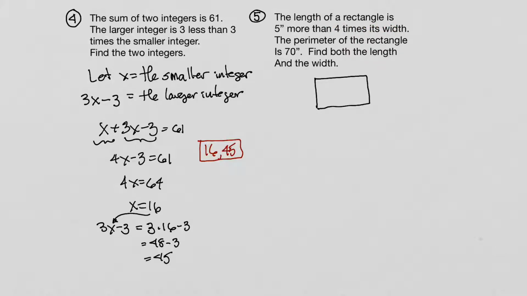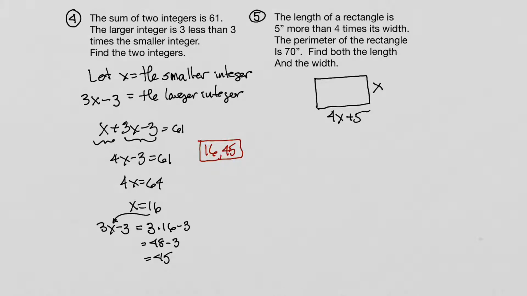I'm going to let x equal the width, the one that comes second. So let's try that. I'm going to let x equal the width. And then the length, if this is our length, the length is 5 inches more than, there's that more than business, and when it comes after than, that's where we start. 4 times the width. So 4 times the width is going to be 4x, right? x is the width. But it's 5 more than that. So we're going to add 5 to this.